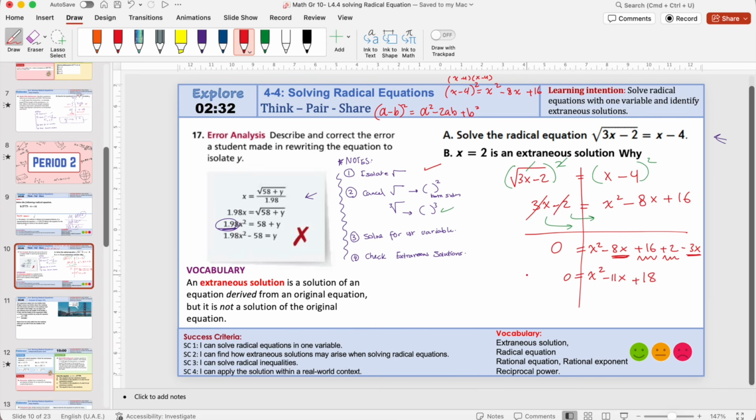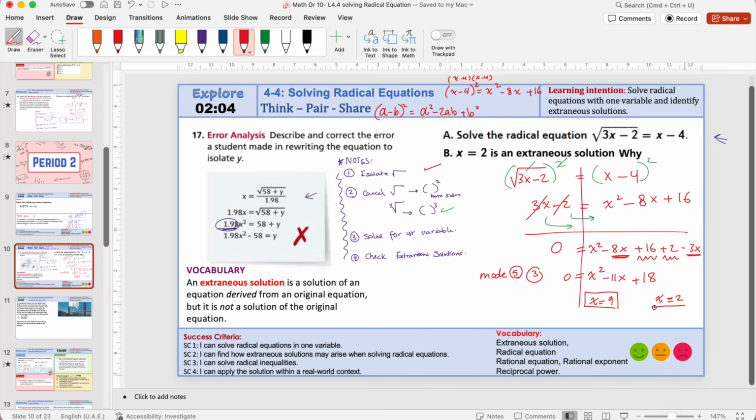How do you solve this? Put it in your calculator. Mode 5, 3. You have to get two solutions because it's degree 2. A is 1, B is negative 11, C is 18. First solution is x equals 9, and the second solution is x equals 2.